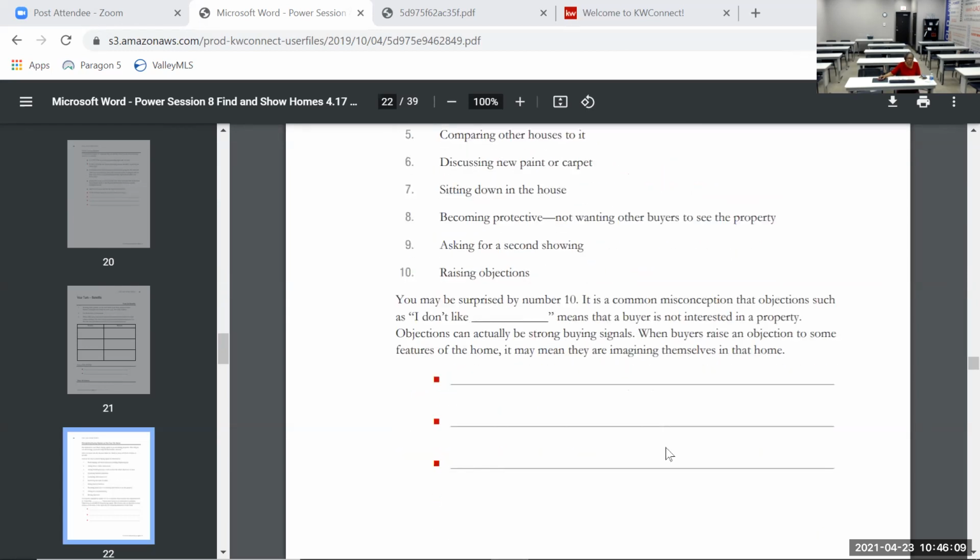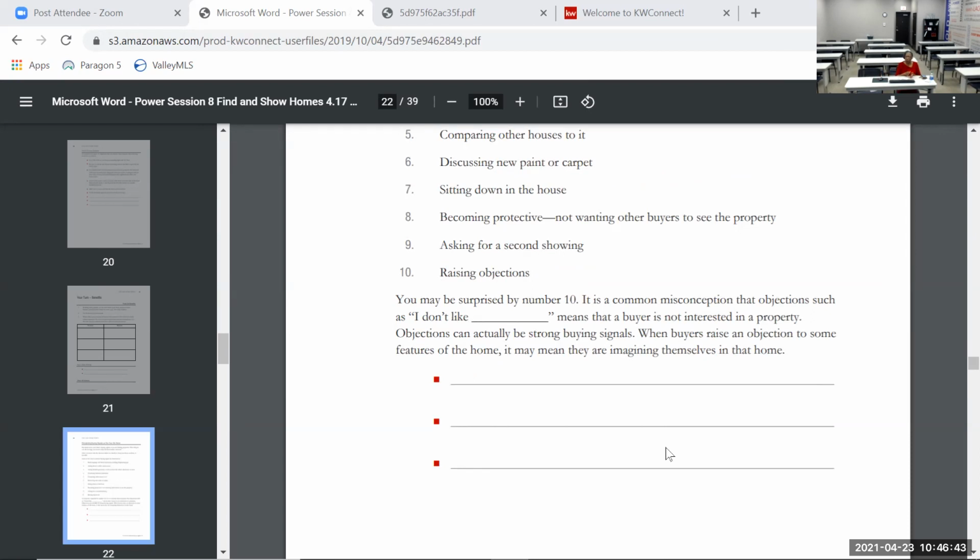You may be surprised by number 10. It's a common misconception that objections such as, "I don't like the color of that carpet," mean that a buyer is not interested in a property. Objections can actually be strong buying signals. When buyers raise an objection to some feature of the home, it may mean that they are imagining themselves in that home, and they're trying to think of how they can overcome whatever that objection is. So you as a real estate agent need to ask questions.